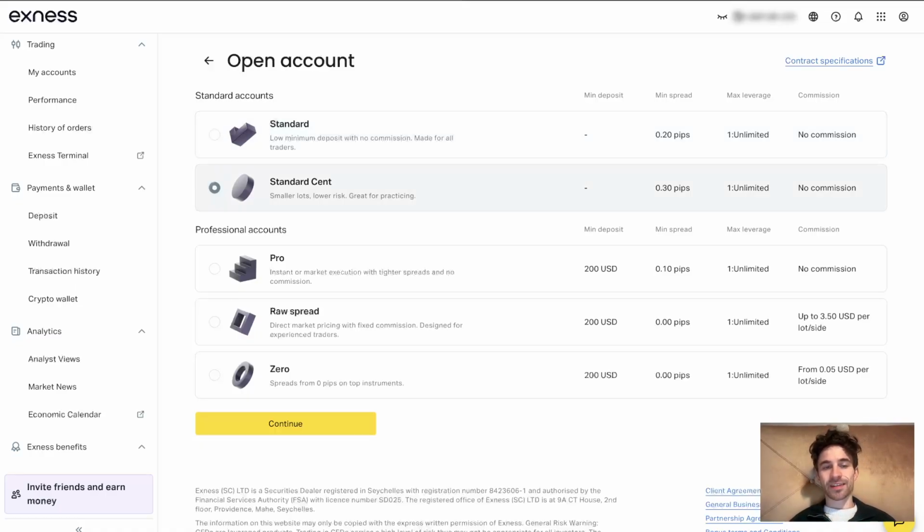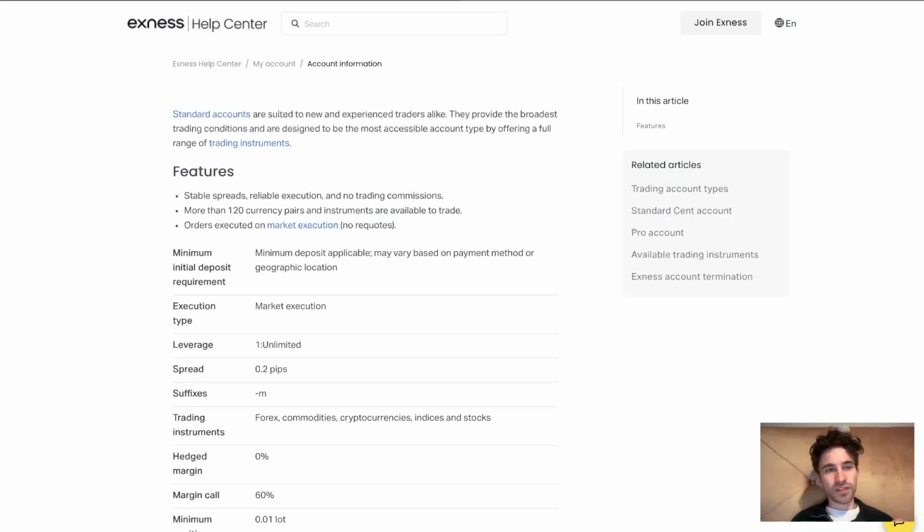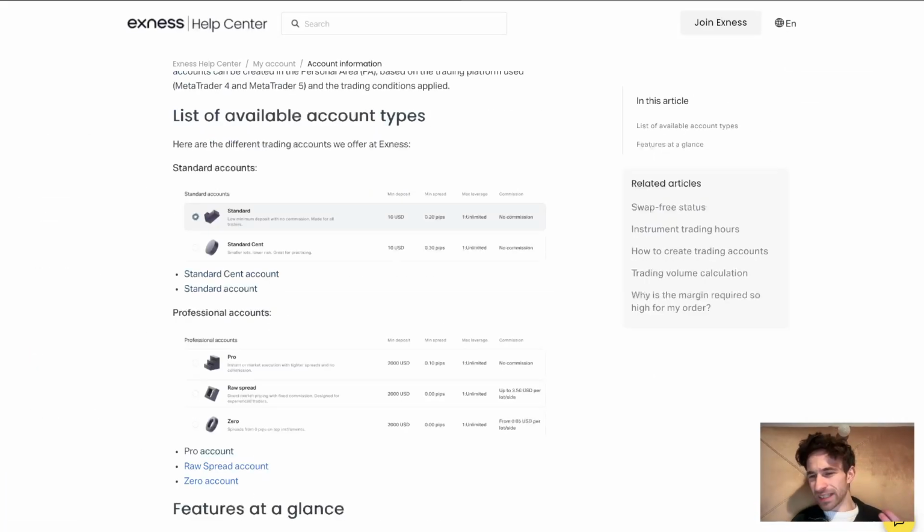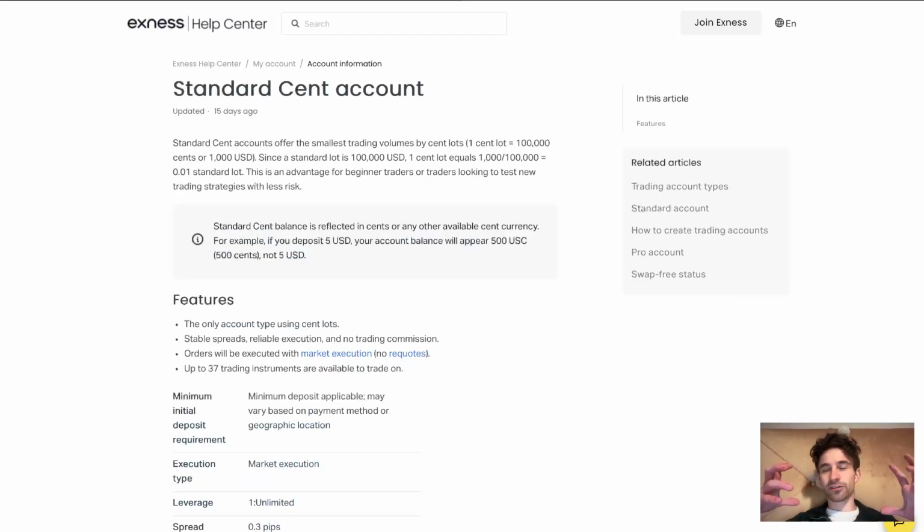Then we have the standard cent account, and this is going to be for if you are brand new to trading. You maybe don't want to demo trade, you want to trade with real money, but you want a safer alternative. You don't want to lose as much money. Because what the standard cent account does, and this is a really interesting account type, is they basically take a lot and turn it into a smaller version of a lot.